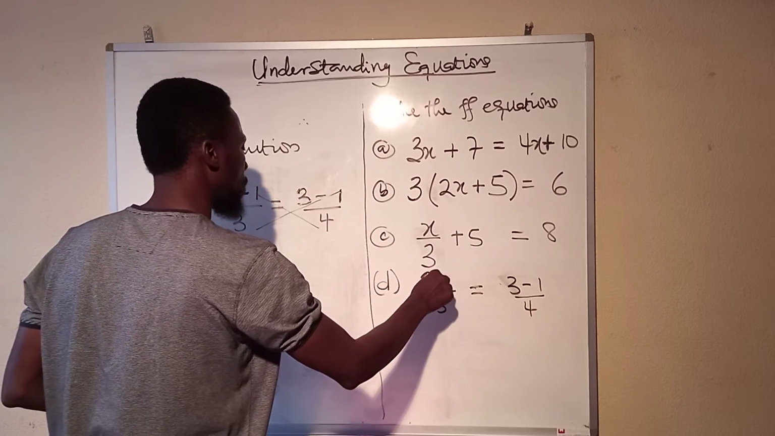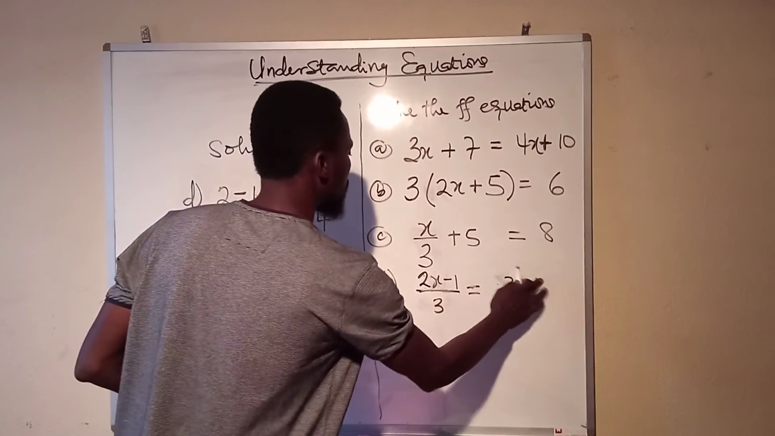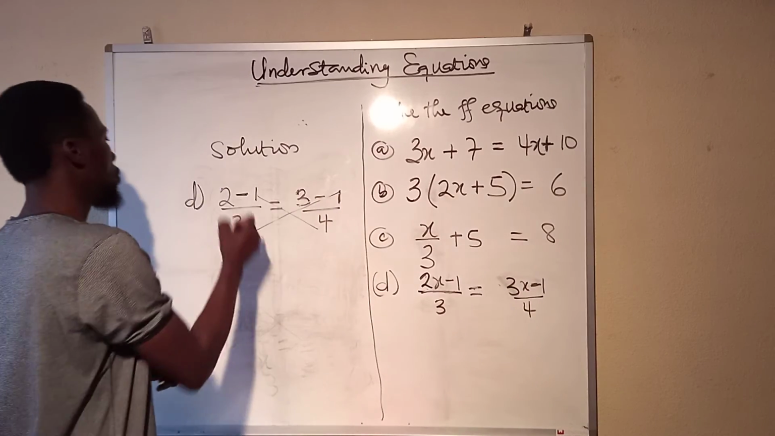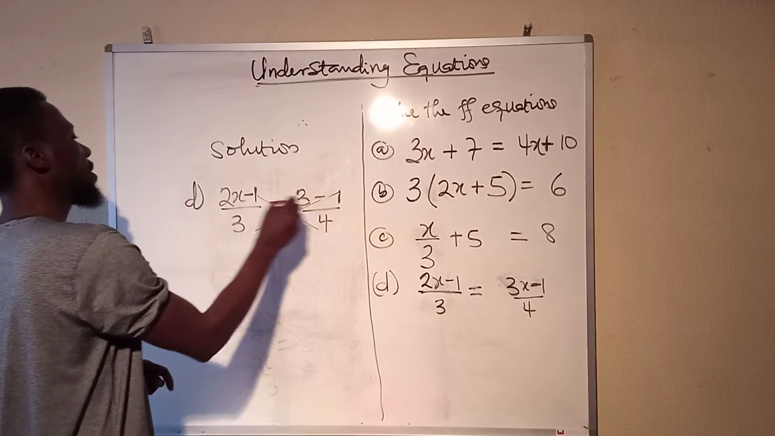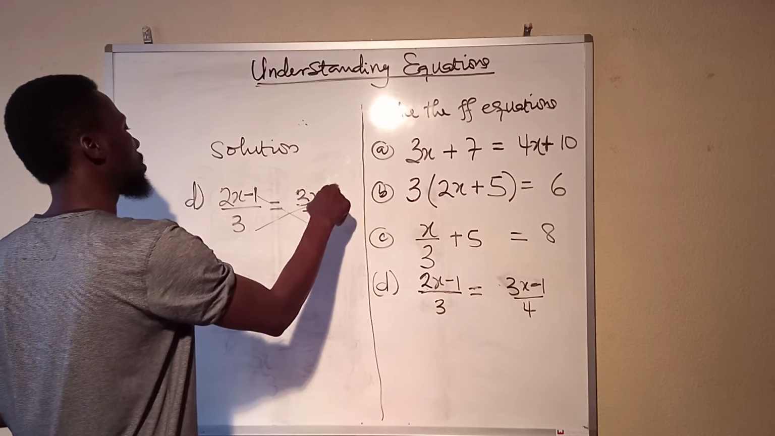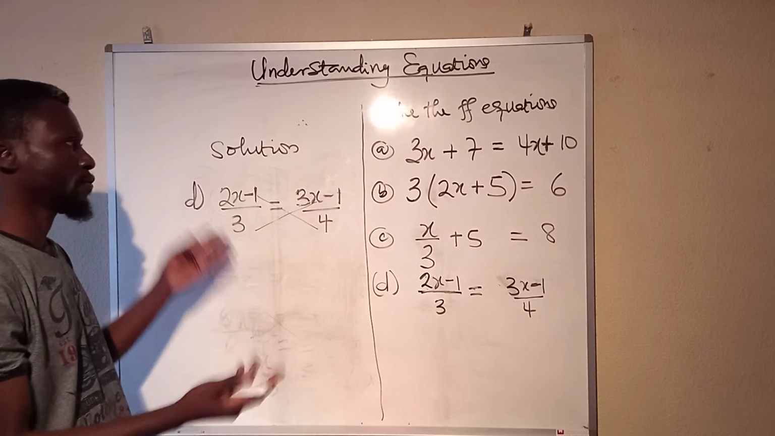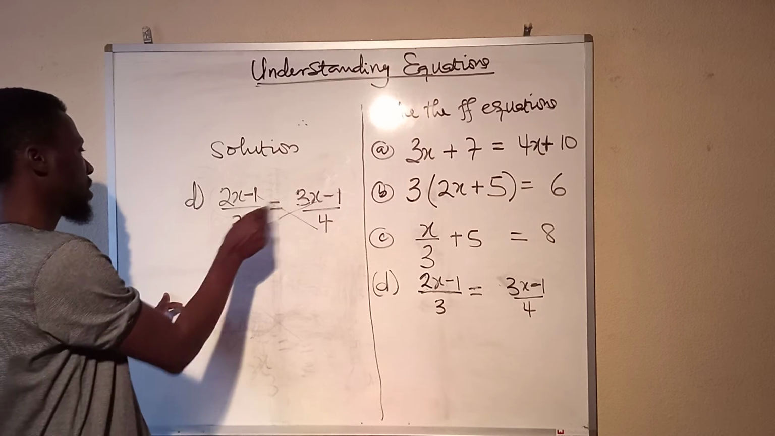So let's make this one 2x minus 1 instead. And then let's make this 3x minus 1. All right. So here is 2x minus 1. And then here is 3x minus 1. Nothing changes. The only thing is we did not introduce a variable here. So what are we finding? So that's why we have just fixed the x there.